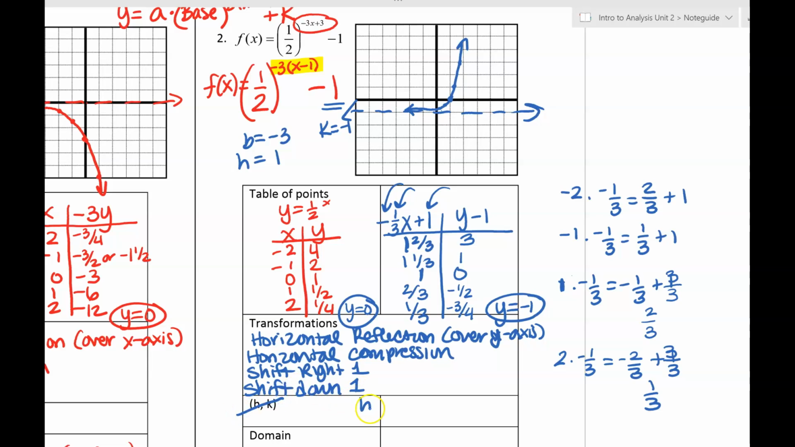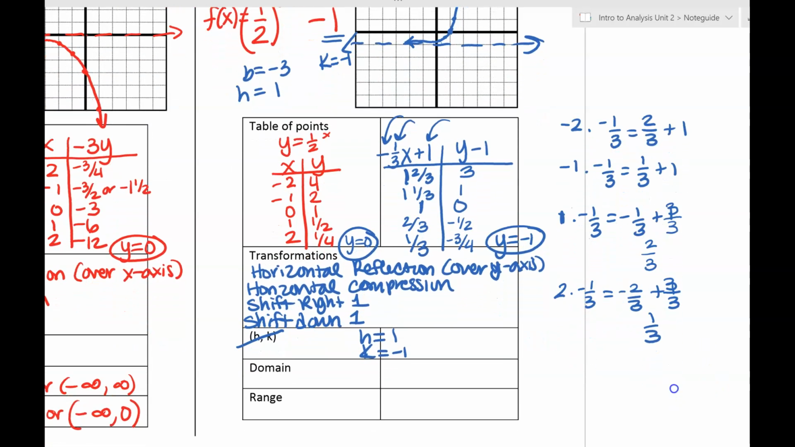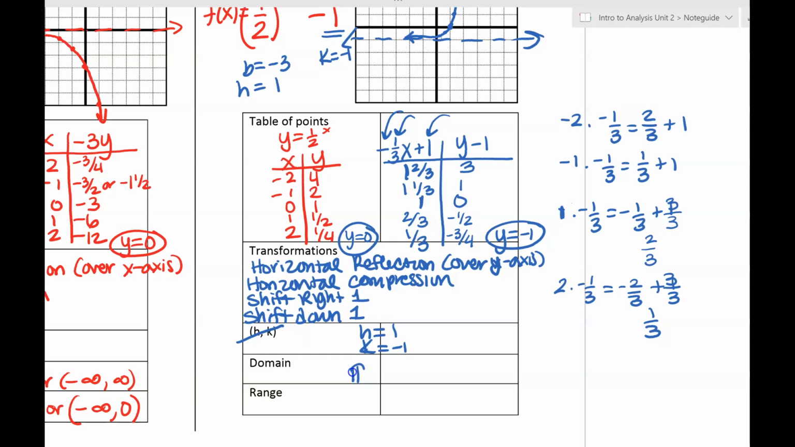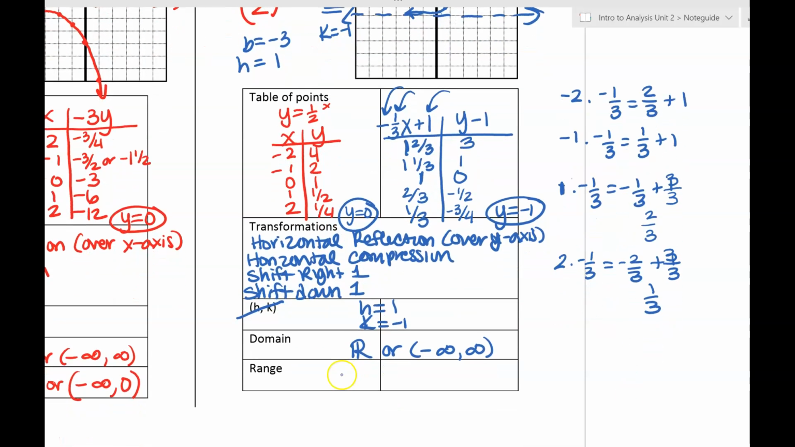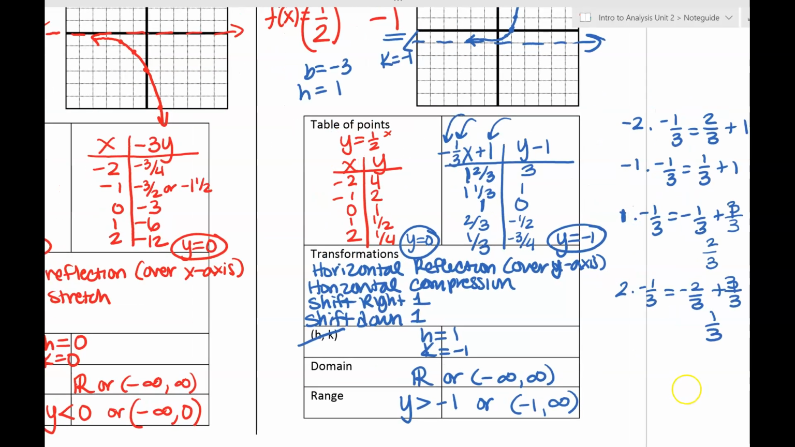Again, we're not going to write h and k as a point. It's important we can see the h and we can see the k because they're causing transformations, but they no longer make a point on our graph. Again, the domain is all reals. And the range for this graph, you can see your asymptote creating that boundary at negative 1, and the whole graph is above negative 1, never touching it. So greater than negative 1, or from negative 1 until infinity, but not equal to negative 1.